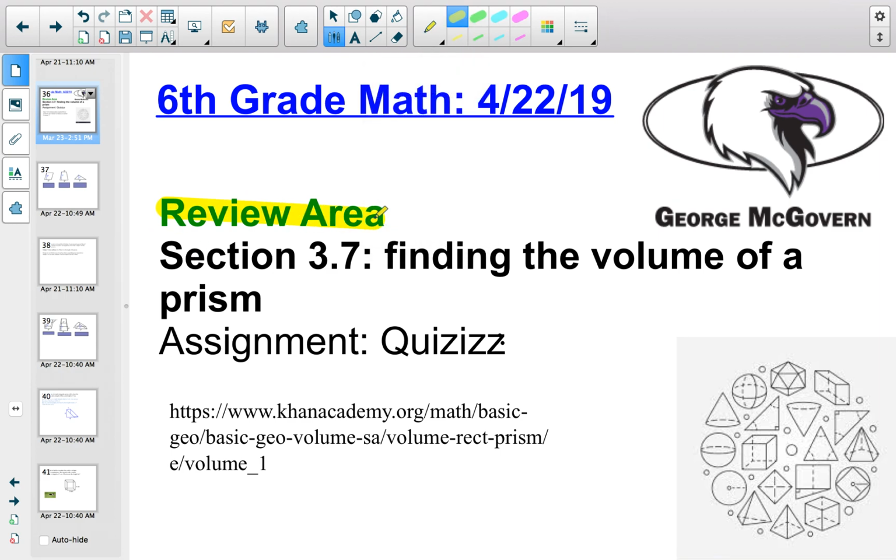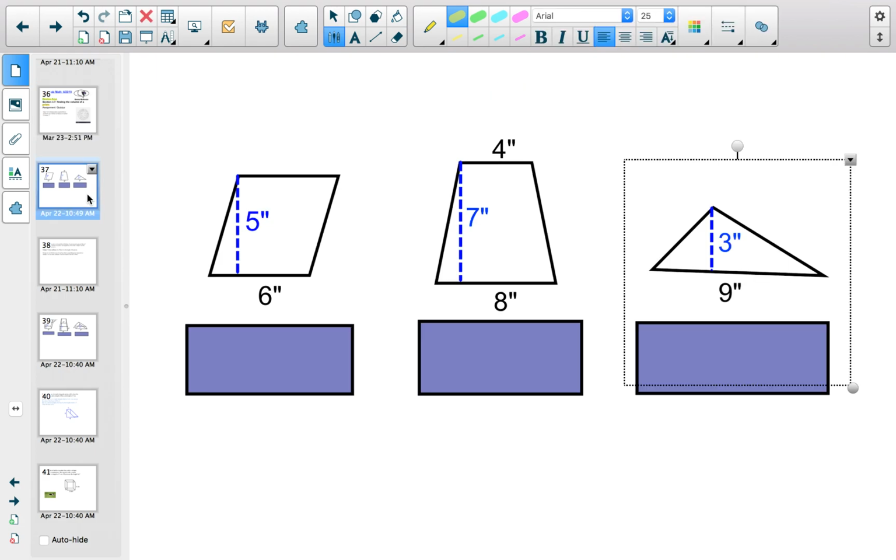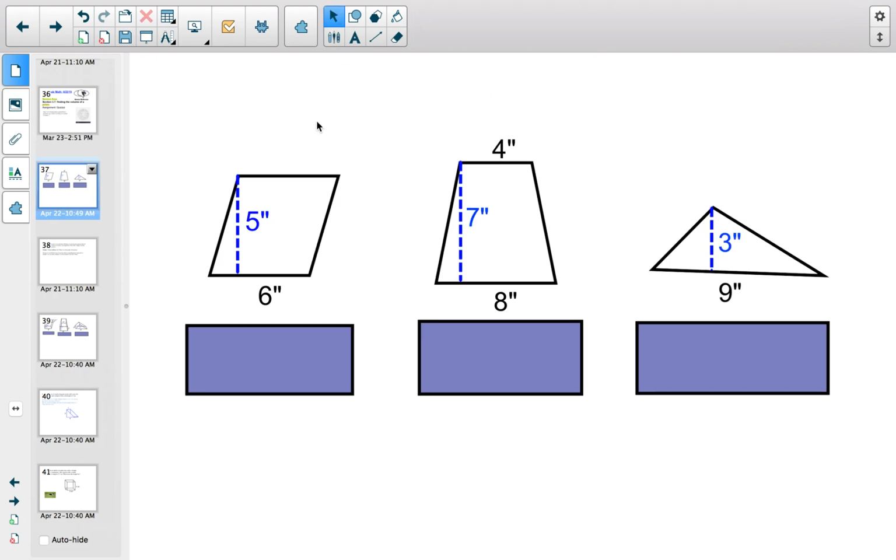Today we're going to review the area of some shapes we know how to find. We're going to keep talking about the volume of a prism, and this code is the same one as yesterday, but if you scroll down, you should be able to go from rectangular prisms to prisms with parallelograms or triangles. Okay, so let's take a look right here quick.